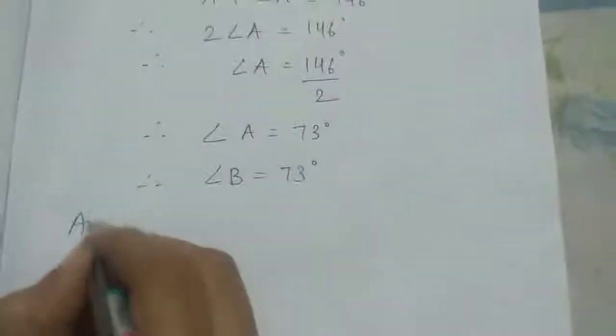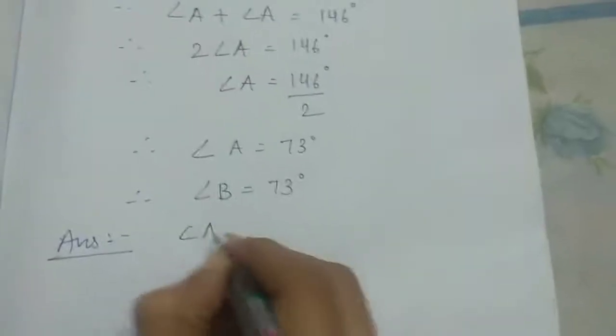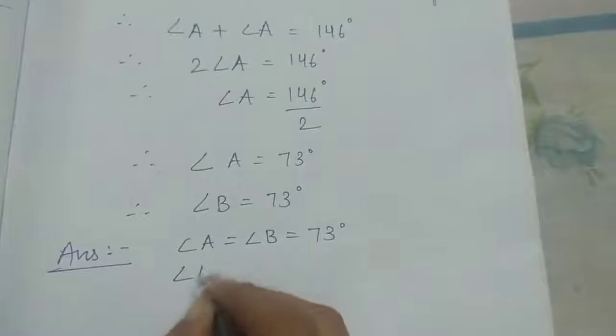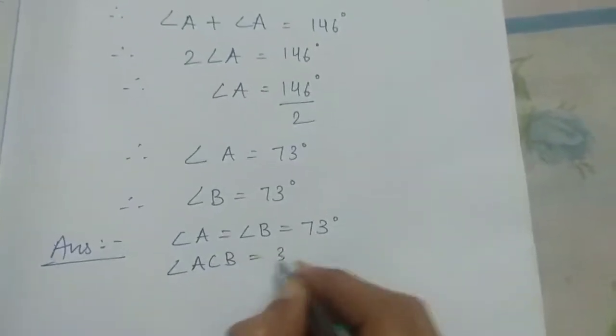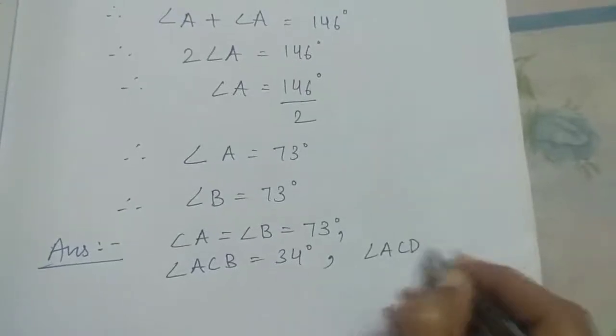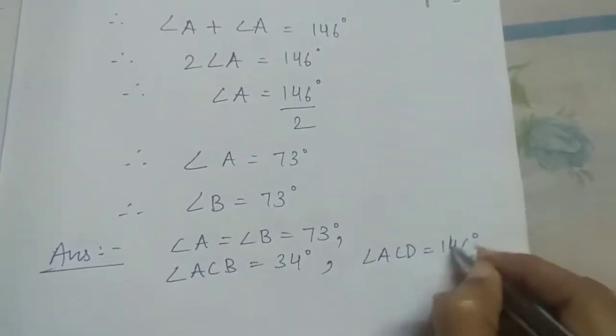Now, final answer. Angle A equal to angle B equal to 73 degree. Angle ACB equal to 34 degree. And angle ACD equal to 146 degree.